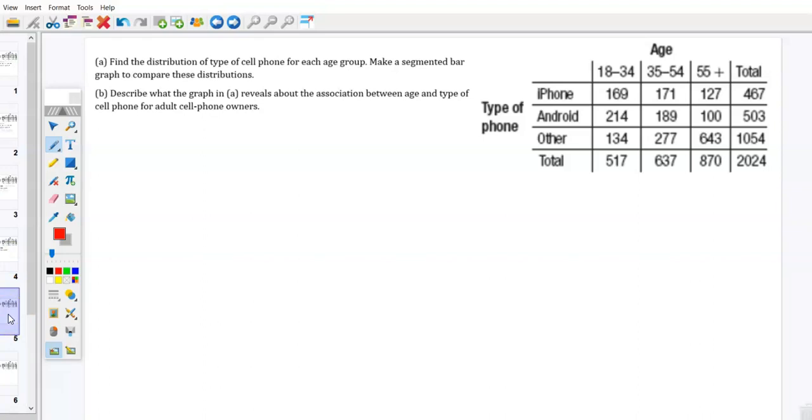On the distribution of cell phones for each age group, make a segmented bar graph to compare the distribution. So this one's a little tougher. You've got to do a little pre-work here. It's going to take a bit of work. So first you look at this group, because we want this distribution for each age group. We've got to do this separately for each age group. So first iPhone, it'd be 169 divided by 517. That's the iPhone.